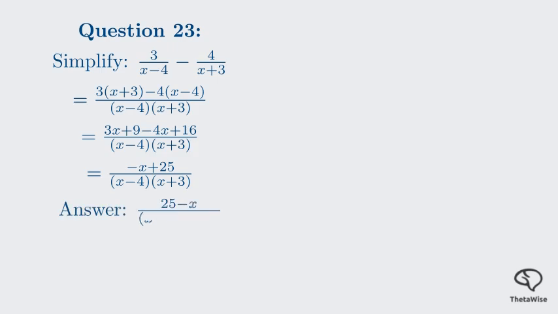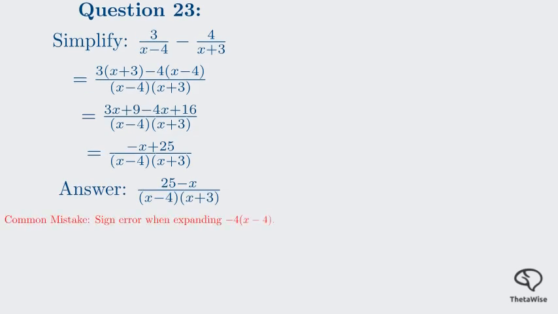The final answer is (25 minus x) over the product of (x minus 4) and (x plus 3). Watch out for the signs. When subtracting the second term, the minus applies to the whole numerator, so -4 times -4 becomes positive 16.